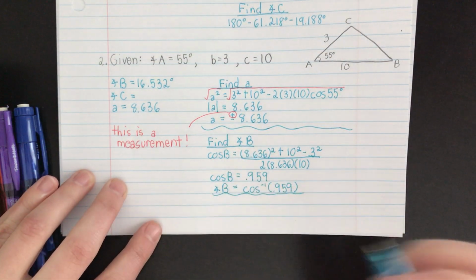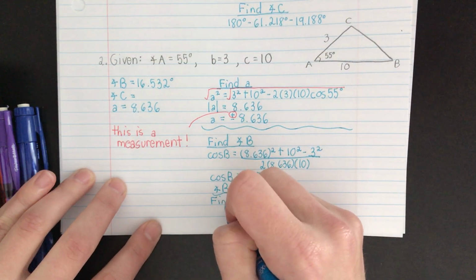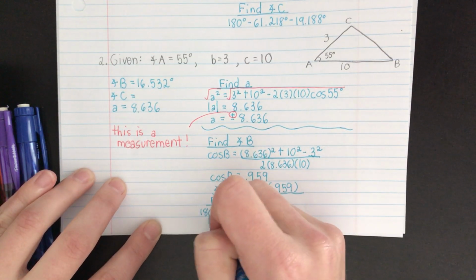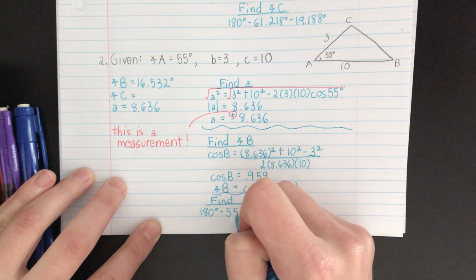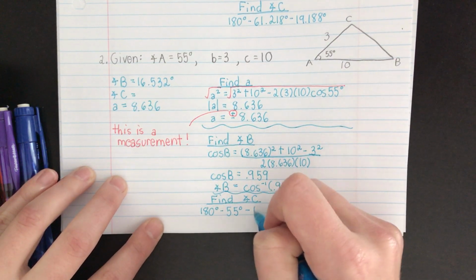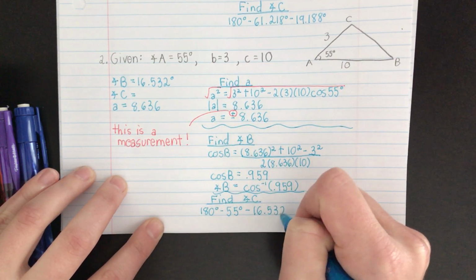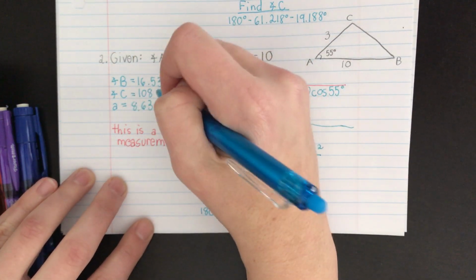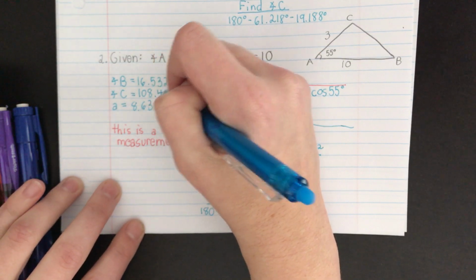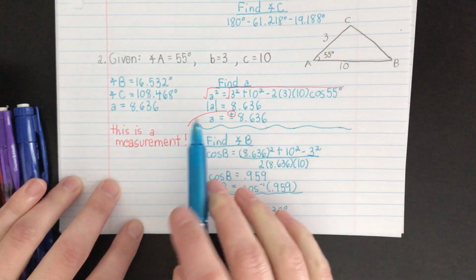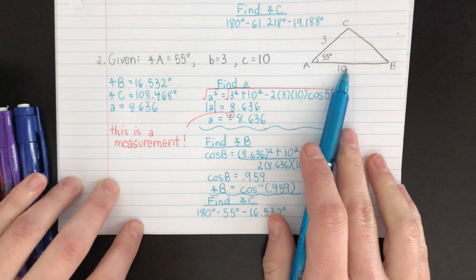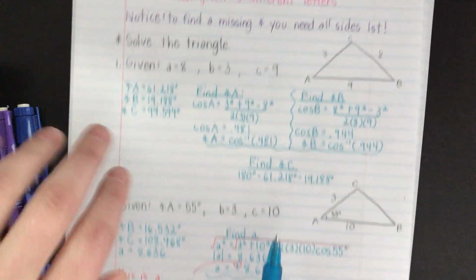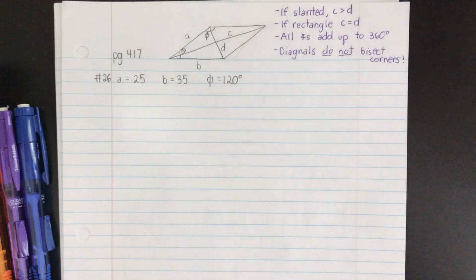Okay, so now I have B. So of course I can find angle C using my knowledge of triangles. So 180 degrees minus the given 55 degrees minus the 16.532 degrees equals 108.468 degrees. And again, that makes sense because side C is very, very long. So it should be the largest angle. Okay, so we're getting a good hang of things.